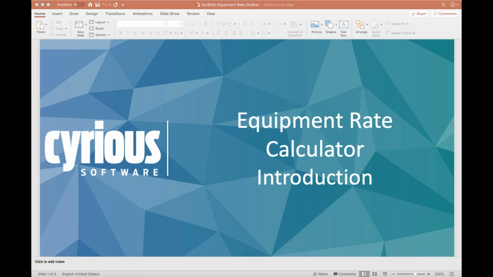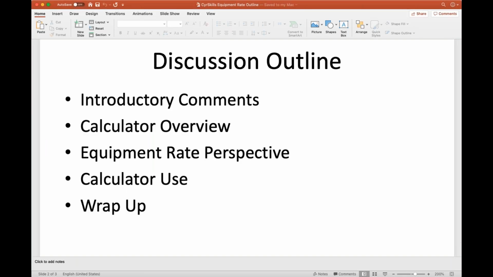Today, we're going to focus our discussion purely on the equipment rate calculator. Remember on Tuesday, if you were there on Tuesday, we talked about calculating labor rates. Well, today we're going to talk about how you calculate the appropriate hourly rate for your different pieces of equipment. It's going to follow much the same kind of outline as we did on Tuesday.